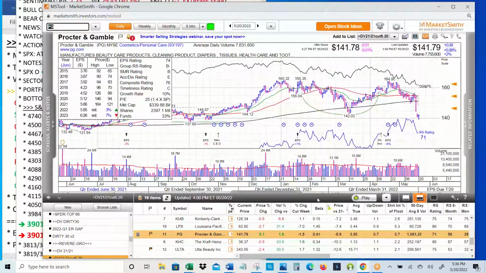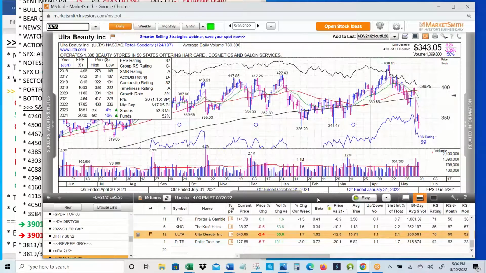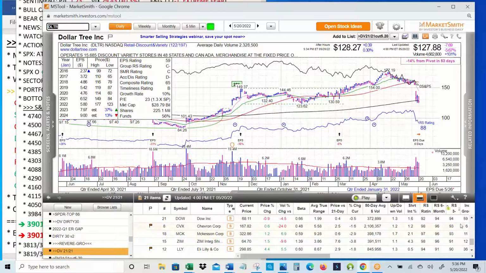Procter & Gamble gave it up on Wednesday, along with so many other staple stocks, including Kraft Heinz, Ulta, and Dollar Tree. These gapped down on the horrible Target and Walmart earnings, hanging around the 200-day moving average, but broken charts for now. So what survived? We've got 8 sectors and 15 industry groups.